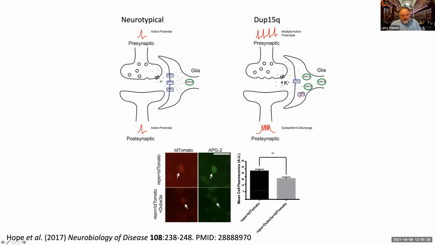We actually did an experiment where we basically tagged the glial cells with tdTomato, so that just shows you which cells are glia. And then we overexpress UB3A, and you can see a significant decrease in the fluorescent green signal for this dye called APG-2. And this is actually a potassium chelating dye that fluoresces when it comes into contact with potassium. So we could see this significant decrease in potassium levels within the glial cells.